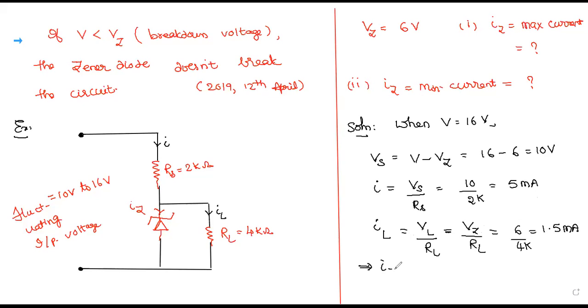That implies IZ maximum equals I minus IL. That is 3.5 milliamperes. Correct?